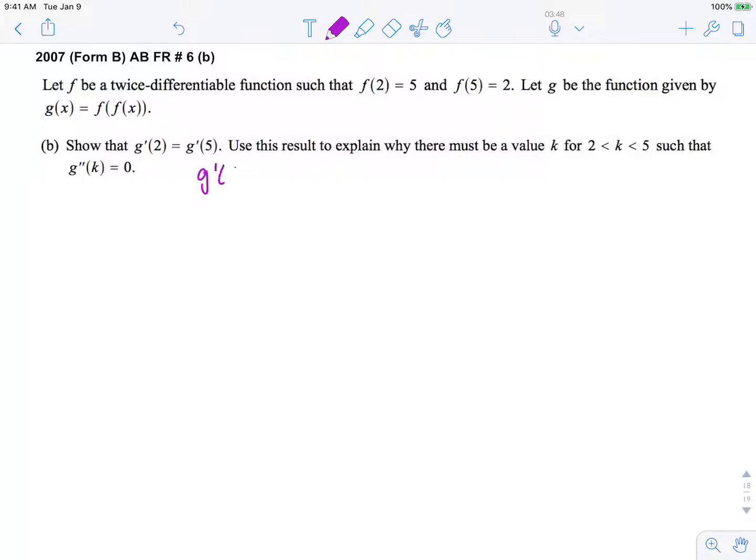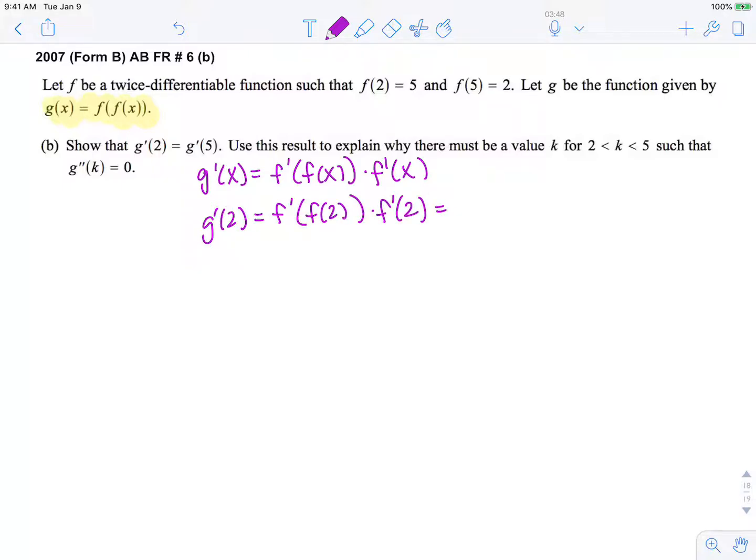So g prime of x, we're going to use this function defined here for g of x. Its derivative is f prime of f of x times f prime of x using chain rule. So g prime of 2 is f prime of f of 2 times f prime of 2. Well, f of 2 is 5, so that's f prime of 5 times f prime of 2.